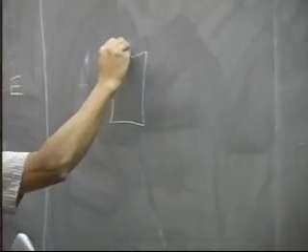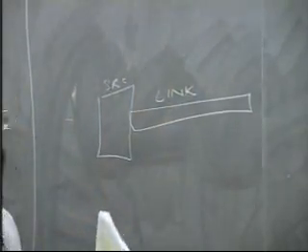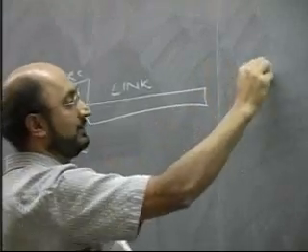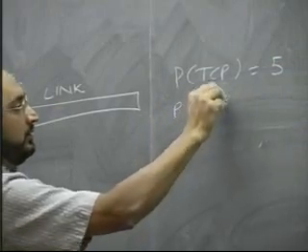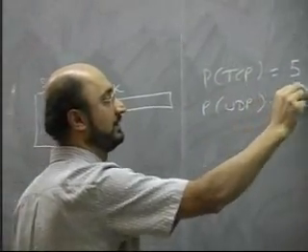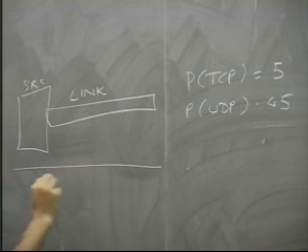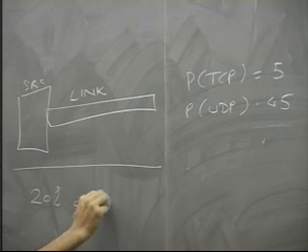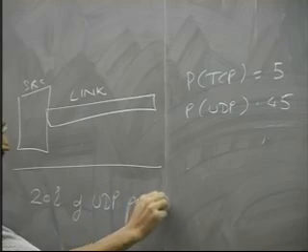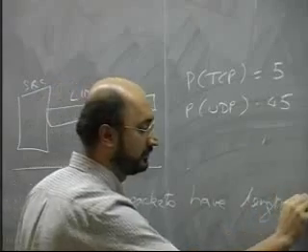What we're going to do is this. We have some source, we have some link, and I've already told you that the probability of TCP is 0.5 and the probability of UDP is 0.45. This is already there because that's what we did in the first example. Now I tell you that 20% of UDP packets have length 52 bytes.